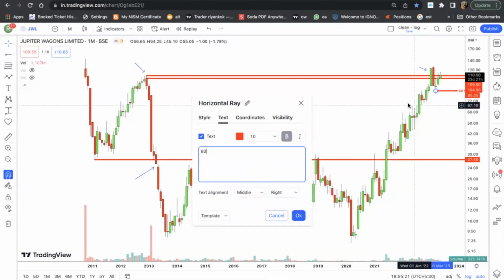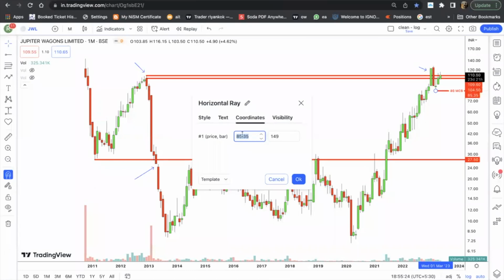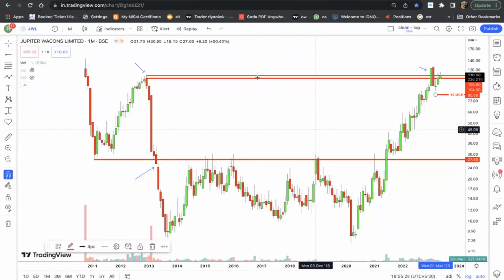So right now the stop loss is considered to be 80 rupees on monthly closing basis for Jupiter Wagons, and safe side target will be 2x and 3x.